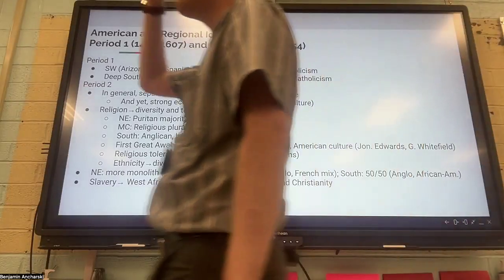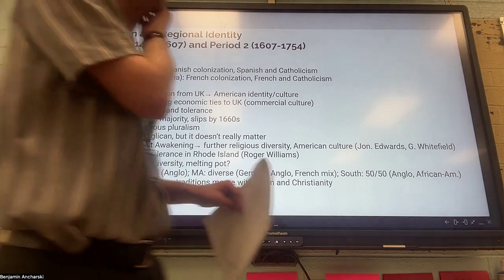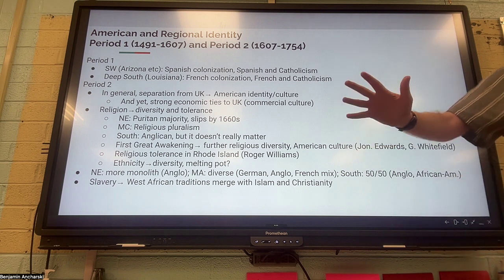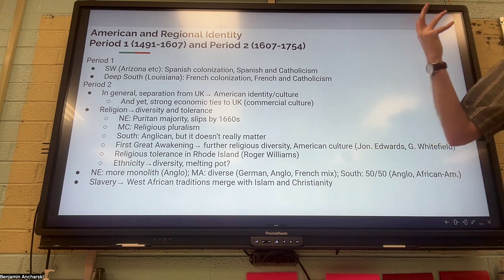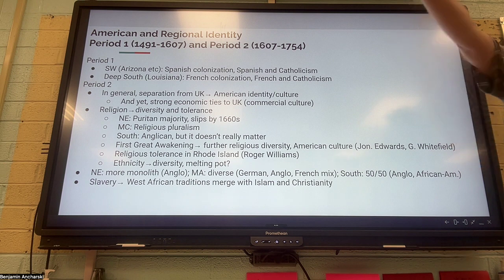But the big event of the early colonial period is the Great Awakening, the First Great Awakening. The First Great Awakening was the one with guys like Jonathan Edwards, for example. Who remembers what Jonathan Edwards' message was to the people? He had a very big speech called Sinners in the Hands of an Angry God. Who remembers the message of that sermon?